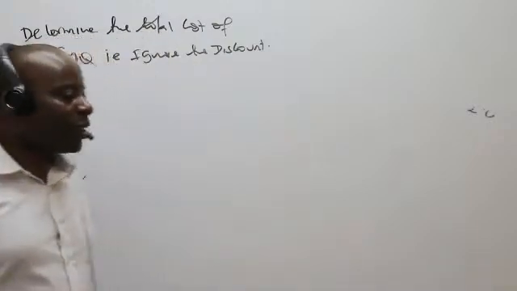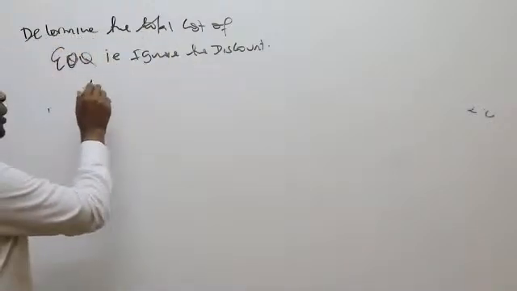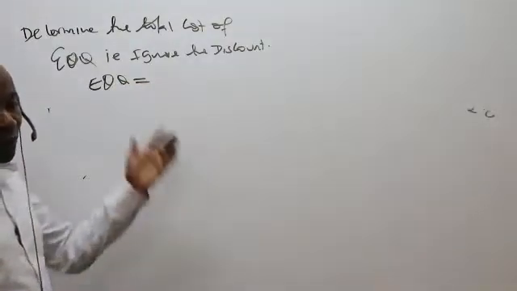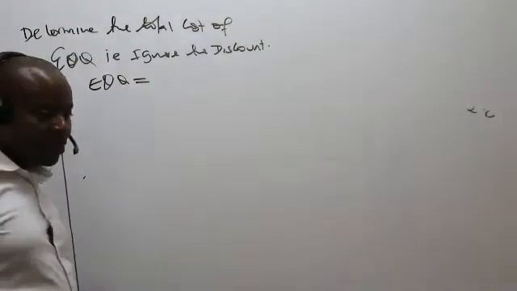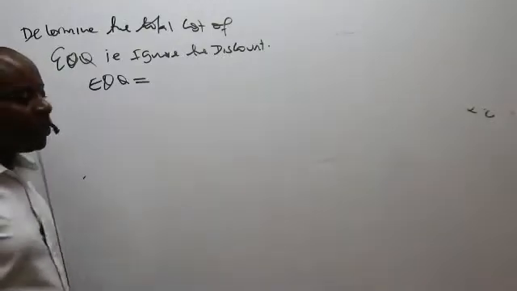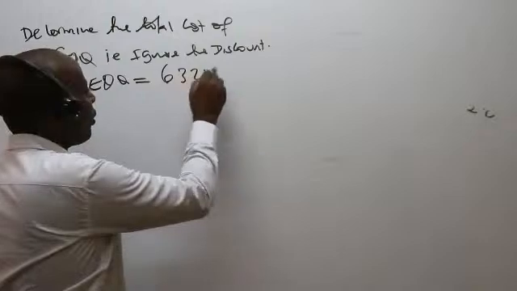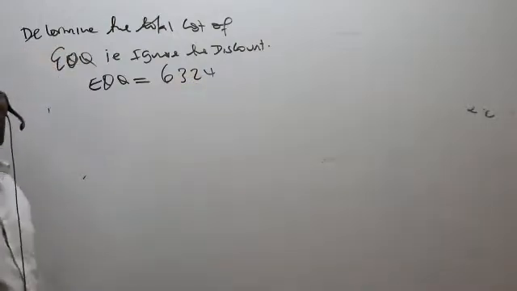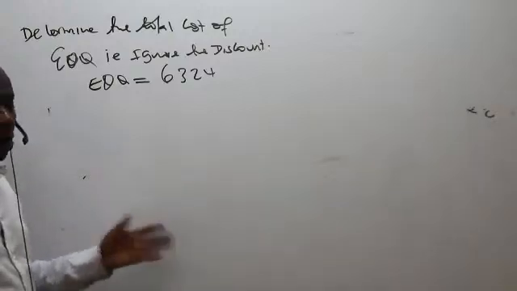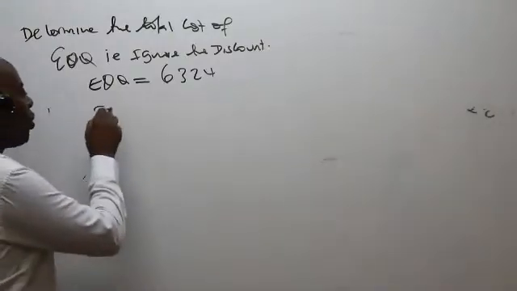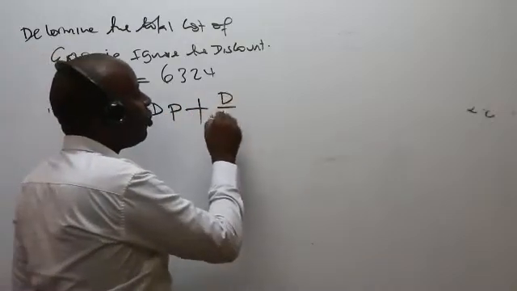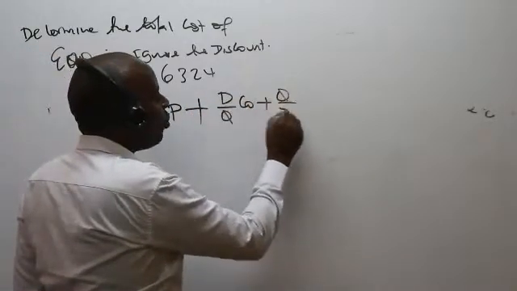If I ignore the discount, then it means that I'll procure the EOQ, whose value I have forgotten. We had obtained 6324. Thank you. So then I would want you to give me the total cost of these. So how do we get total cost? The total cost will be DP plus D over Q CO plus Q over 2 HC.